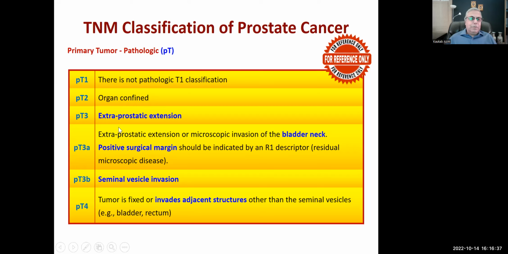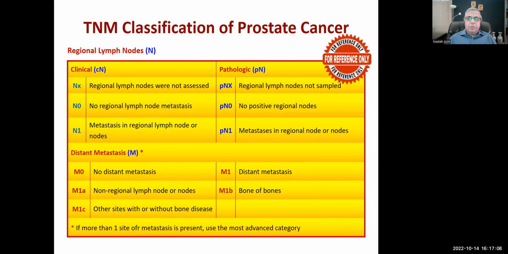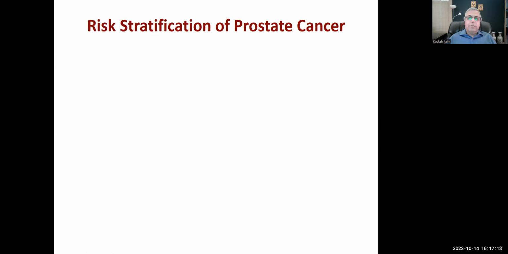So, it shows you whether there is extra prostatic extension or not, whether the bladder neck is involved, if the patient has undergone surgery, whether the margins of the resected tissue are positive for cancer cells or not, seminal vesicle invasion of the adjacent structure. So this shows you a sort of tumor burden, okay, or the aggressiveness or the spread of the local spread of the tumor. Right. So this nodes and metastasis, that's again for your reference.